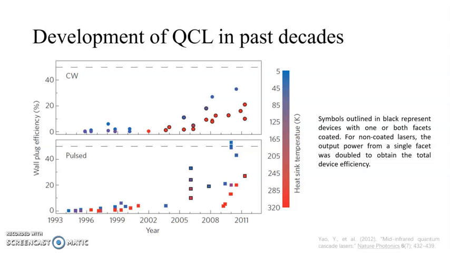The development of the quantum cascade lasers in the past decades was also at a rather fast speed. For both continuous wavelengths and the pulse lasers, the heat sink temperature and the wall plug efficiency both get larger. That means it no longer needs very low temperature and we can get higher optical power with the given electrical power.